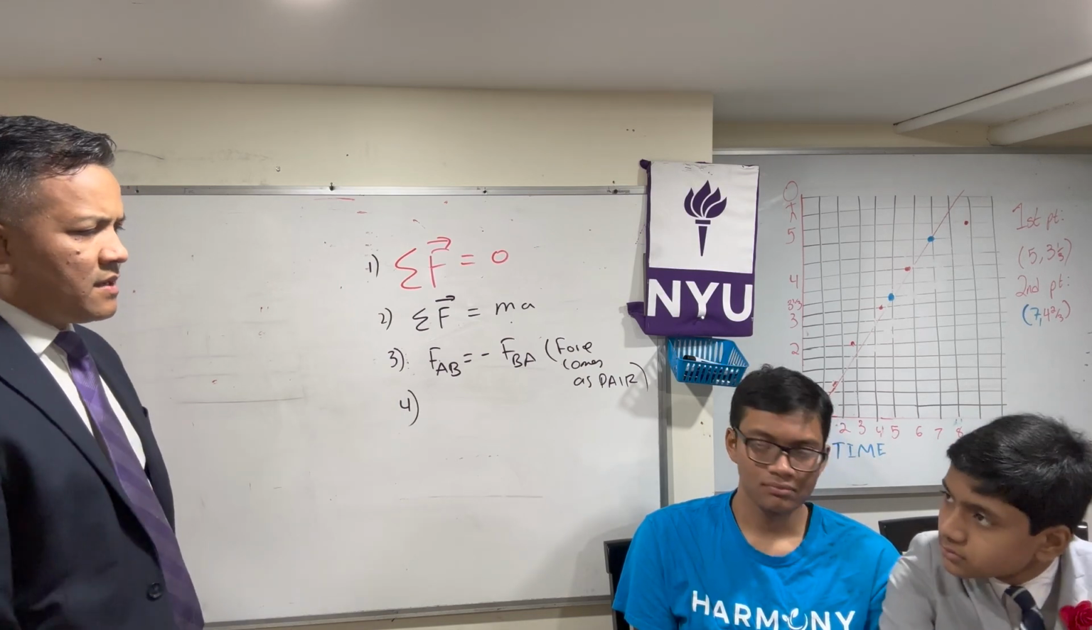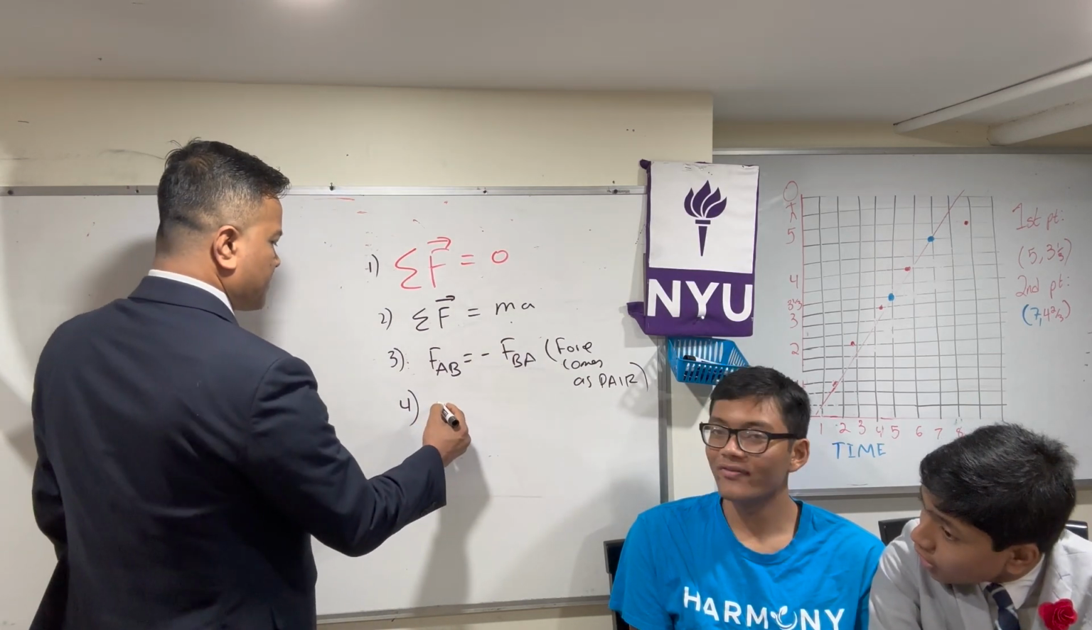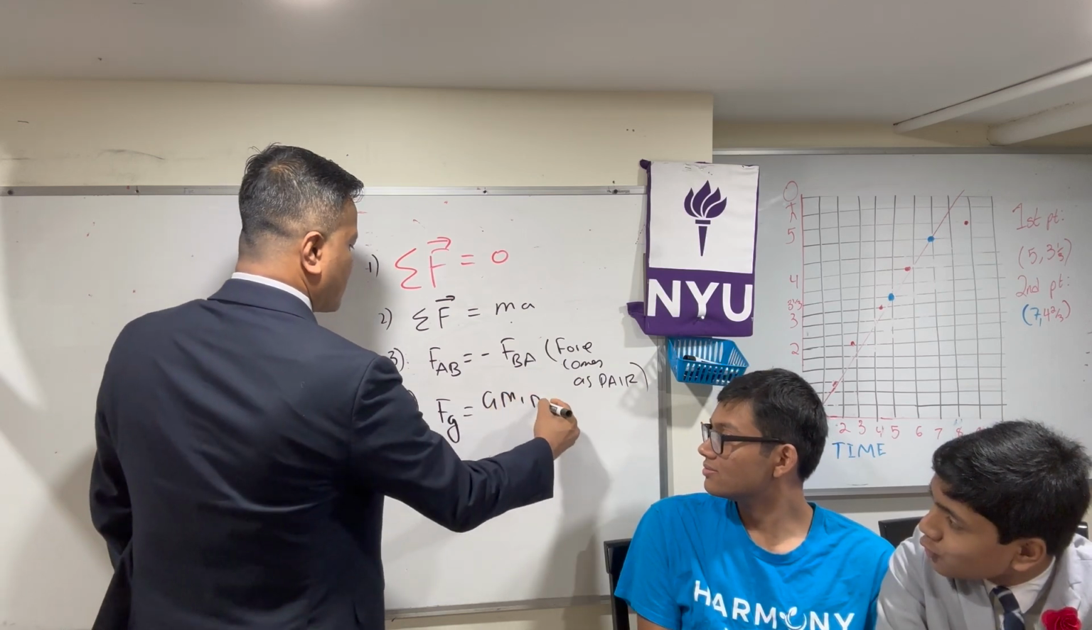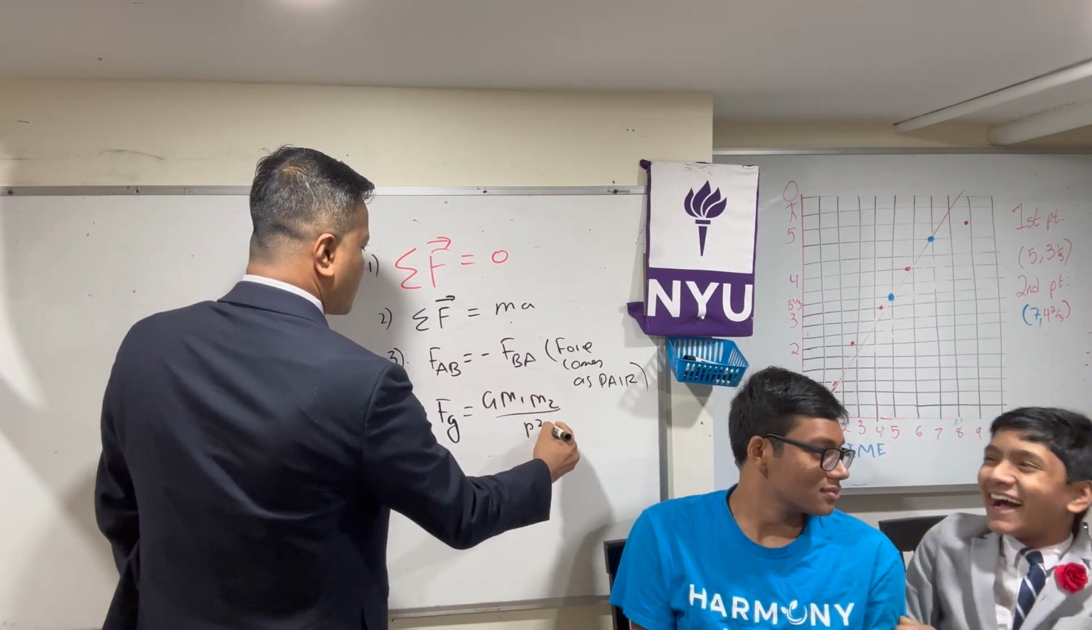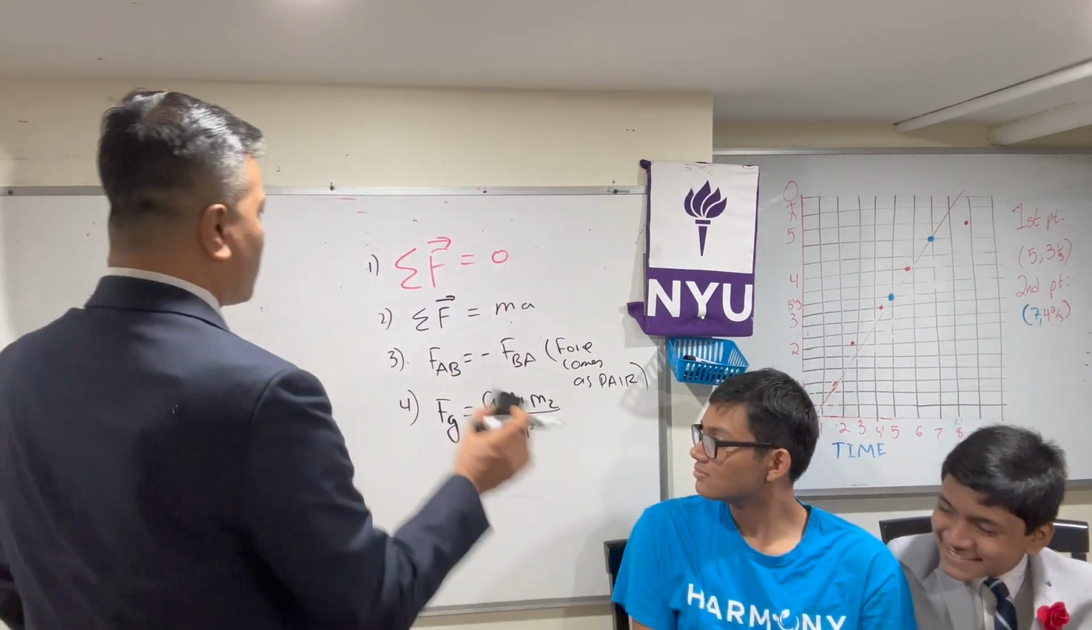Speaking of gravity, Raf, can you tell us the fourth equation, the universal law of gravity? The fourth law? F is equal to G M M over R squared. All right, so let's dive into force.